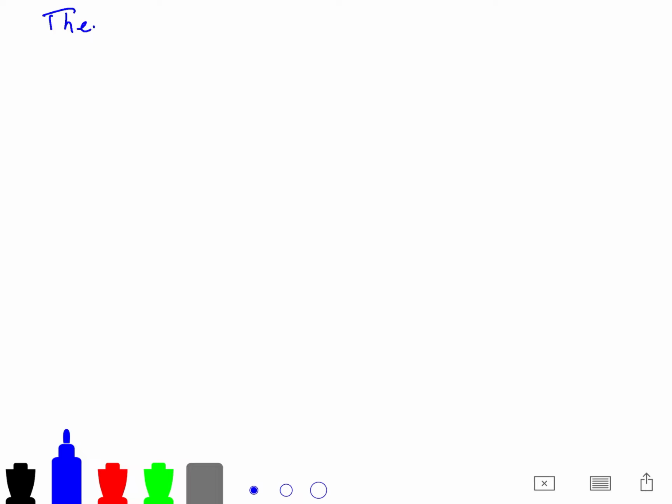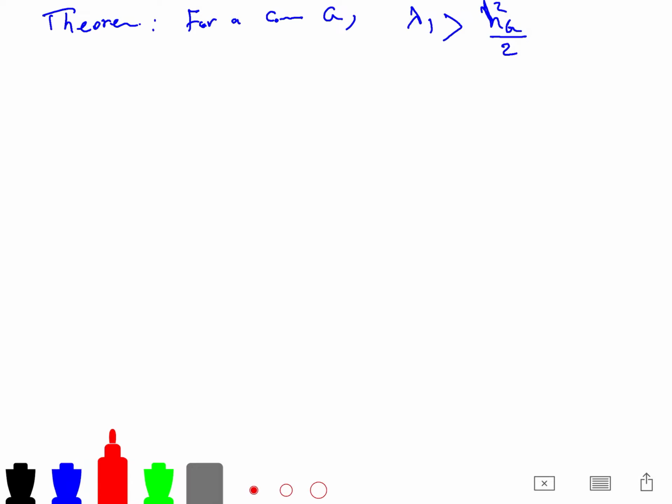The other side of the Cheeger inequality is more important. I call it a theorem. For a connected graph G, we can say that lambda 1 is lower bounded by h of G squared over 2. And this is the work of Cheeger in his thesis. His thesis was just proving this, nothing else.